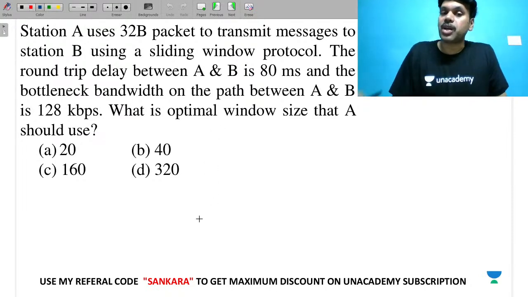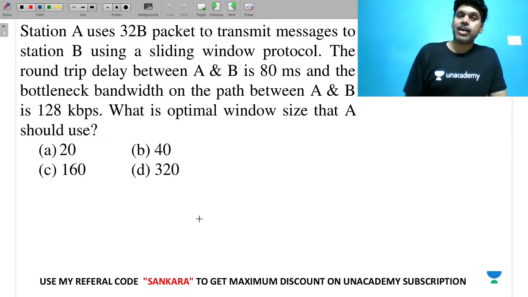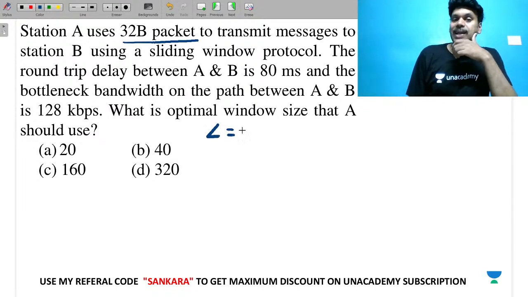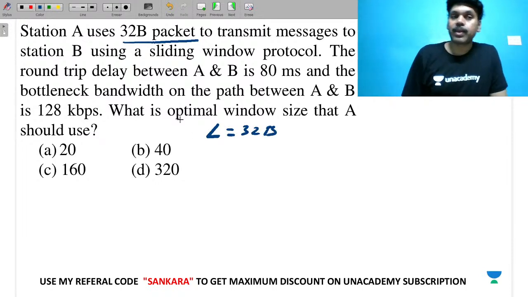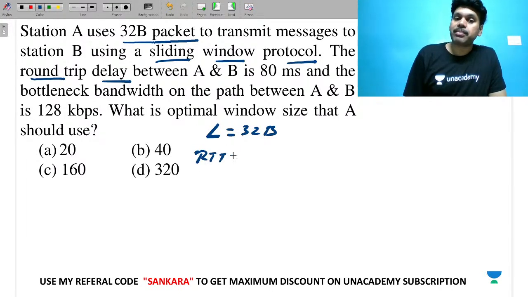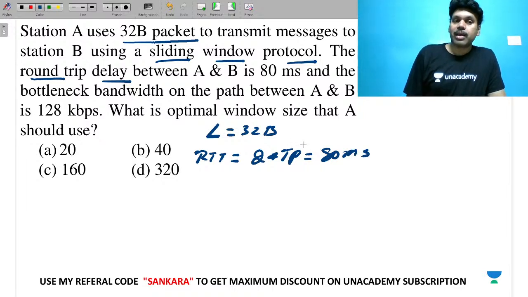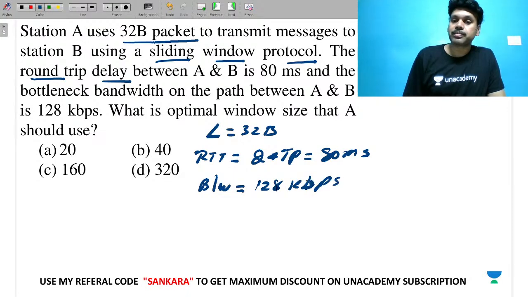This is another wonderful question. So your packet size is equal to 32 bytes. So L is equal to 32 bytes, and sliding window protocol, and round trip time RTT is directly given, which is 2 into TP. RTT means 80 ms given, and bandwidth is also mentioned, 128 kilobytes per second. So what is the optimal window size?